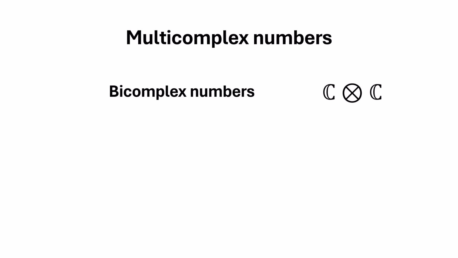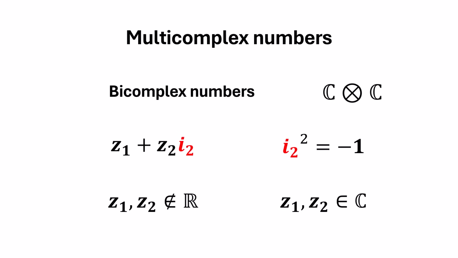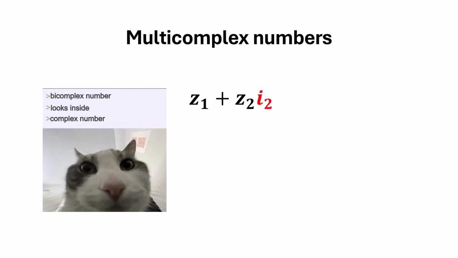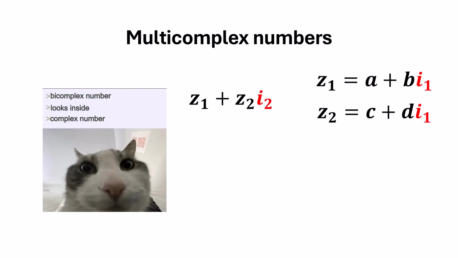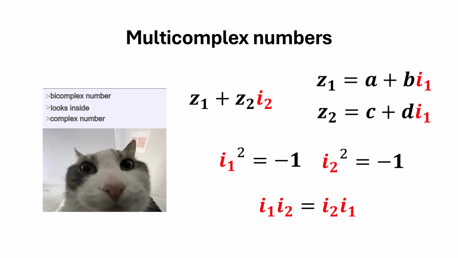Bicomplex numbers are numbers of the form z1 plus z2 times i2, where i2 squared equals -1, but instead of z1 and z2 being real numbers, they are actually complex numbers. It's called a tensor product. It's like a complex number inside another complex number. Both z1 and z2 have an imaginary unit i1, different from i2, where both of them commute.